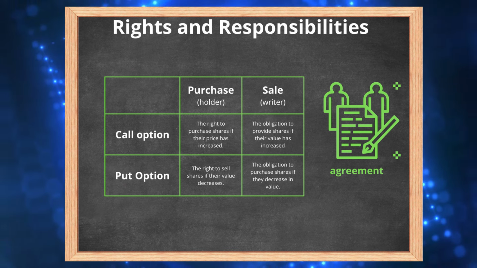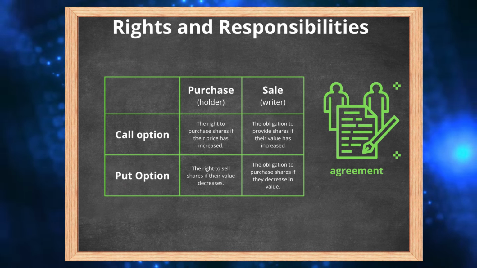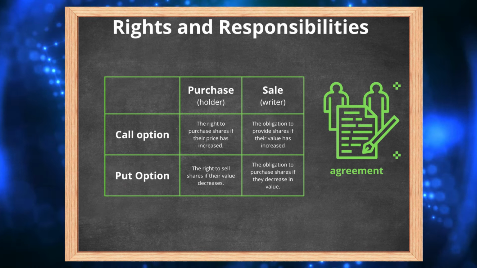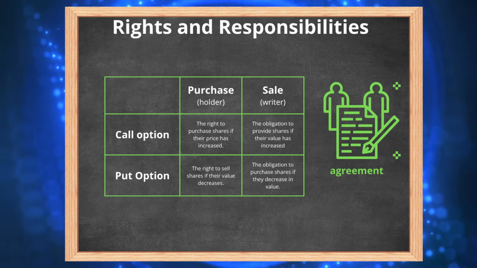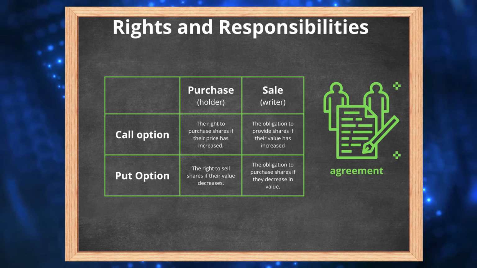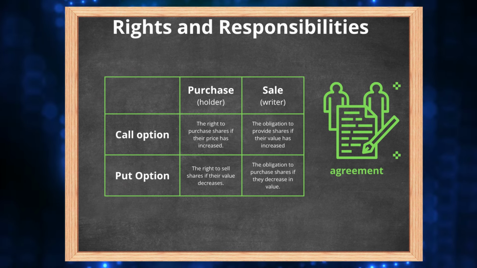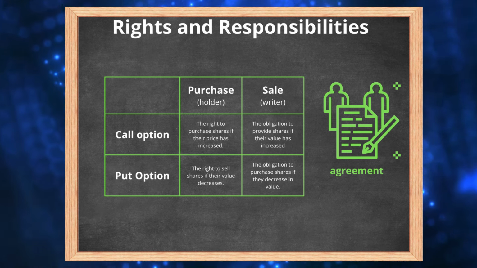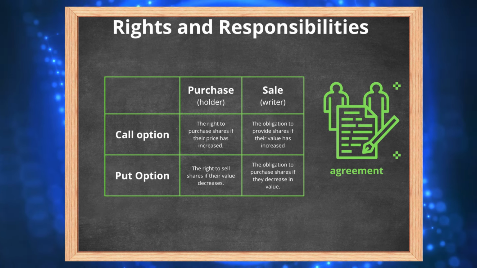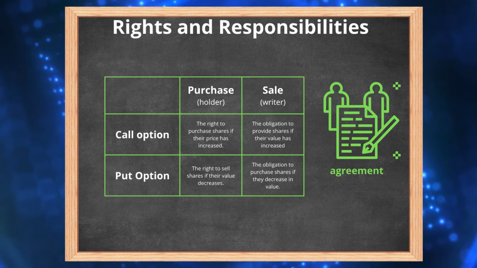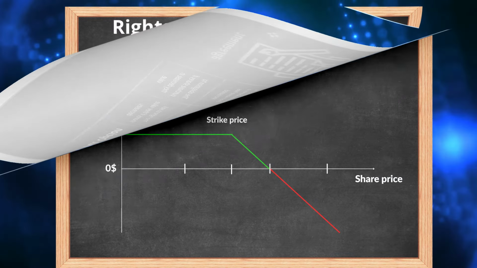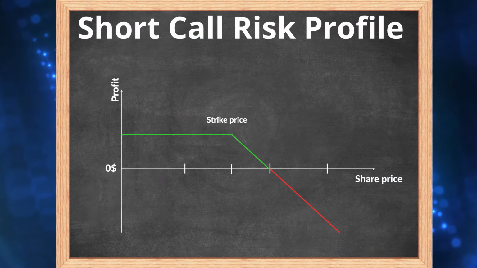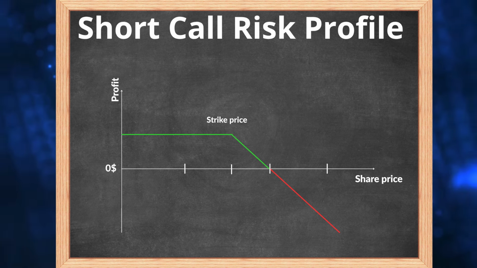This means that the option seller collects a premium in exchange for taking a contractual obligation. They keep that premium if the option expires worthless, meaning the buyer chooses not to exercise their right. In other words, the option seller is getting paid to take on the obligation that allows the buyer to enjoy their optionality. Now let's look at the risk profile, starting with the short call option.